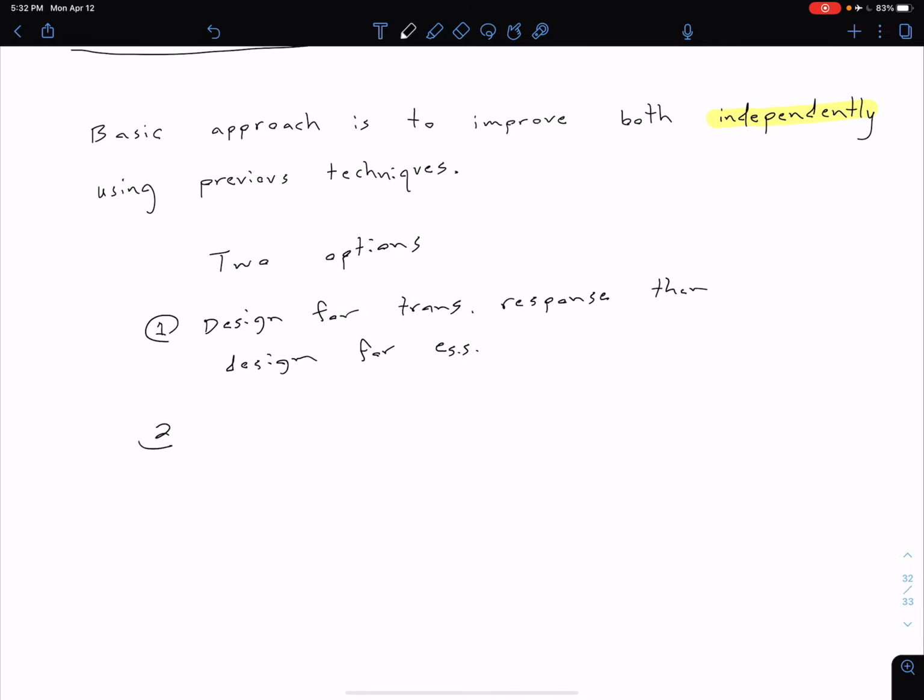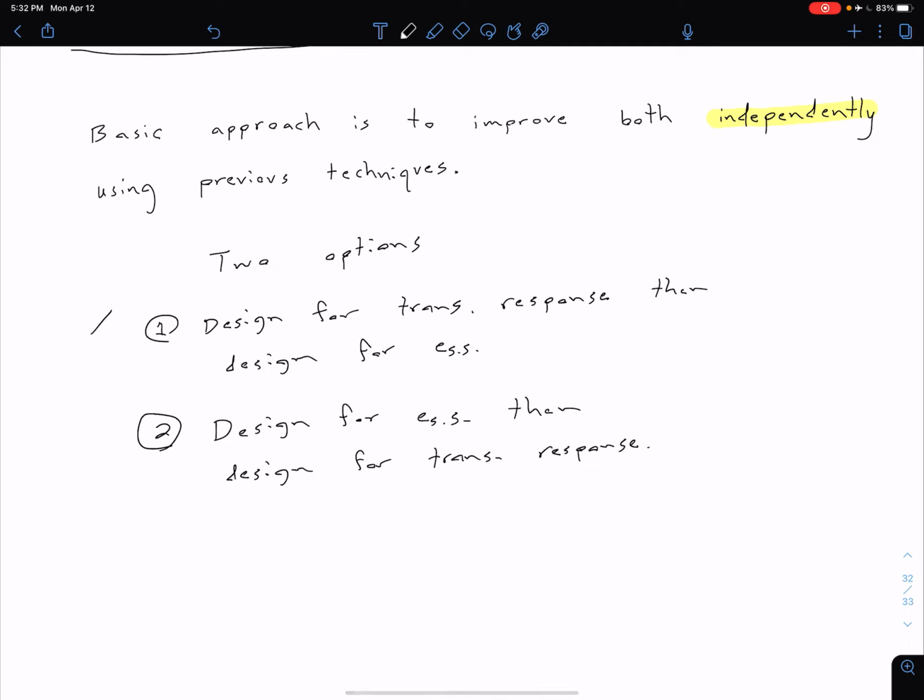Our second option is of course just swapping the order. We could instead start by designing for our steady state error, and then once we've done that, come back and design for our desired transient response. Ultimately, it's not going to make a huge difference which of these two methods we use.